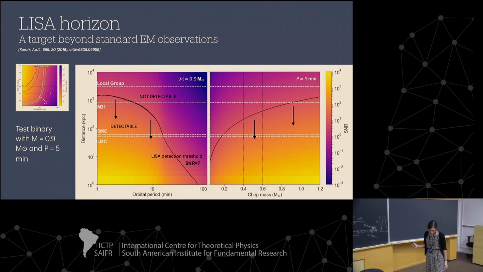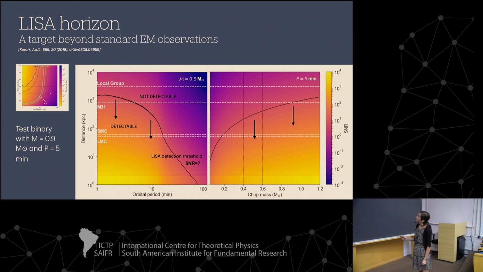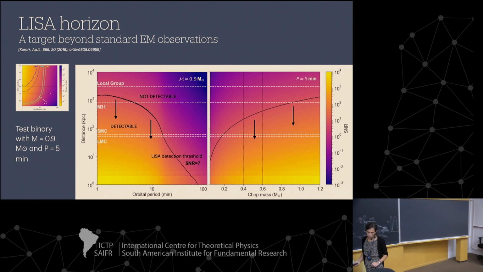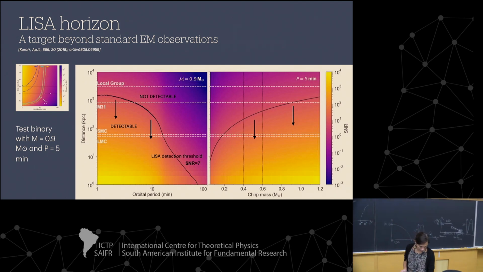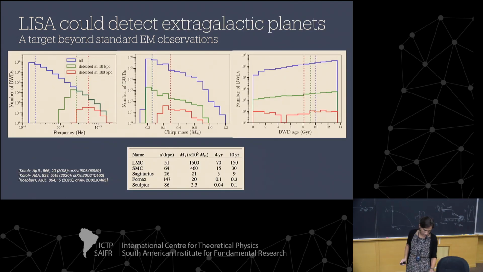And this is the same thing, but for the distances in the distance and the chirp mass plane. Everything below can be detected with this characteristic. Well, if I put this binary here, that cannot be detected. If I put it here, it can be detected, okay? So this was to have an idea of how many double white dwarfs we could detect as a function of our distance.